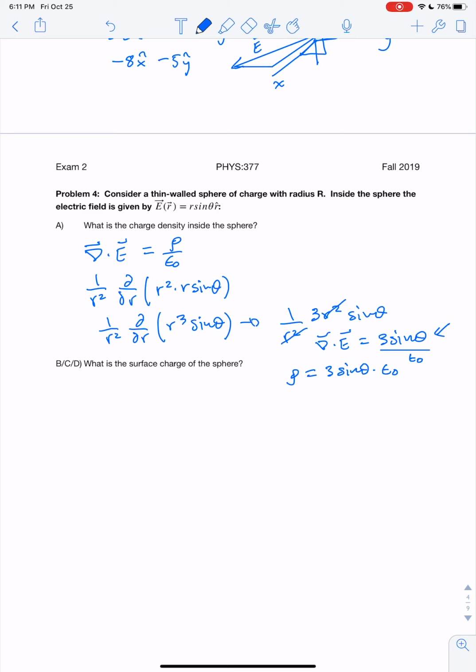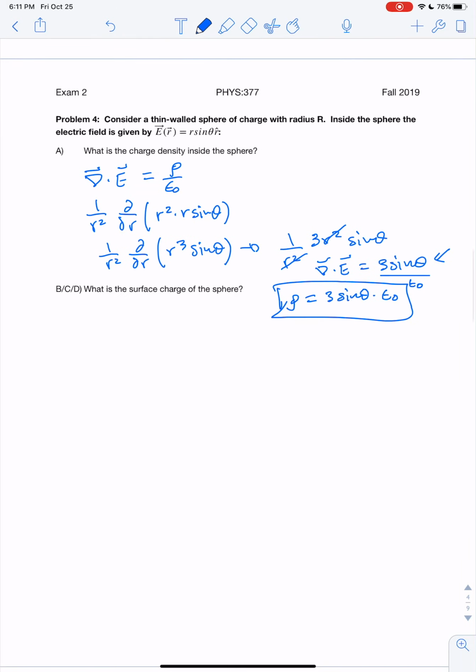And if we want rho by itself, it's 3 sine theta epsilon naught. Okay. And then next question is, what's the surface charge of the sphere? So then we're going to do the full integral from 0 to r, and then the integral from 0 to 2 pi, and the integral from 0 to pi of our charge density, 3 sine theta epsilon naught, times our volume element, which is going to be r squared sine squared theta dr d theta d phi.